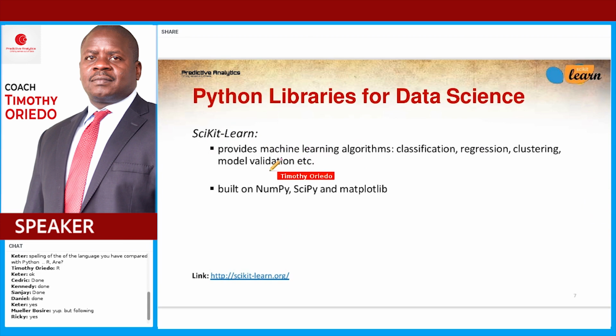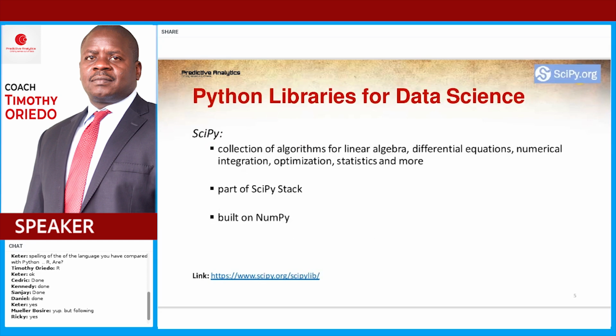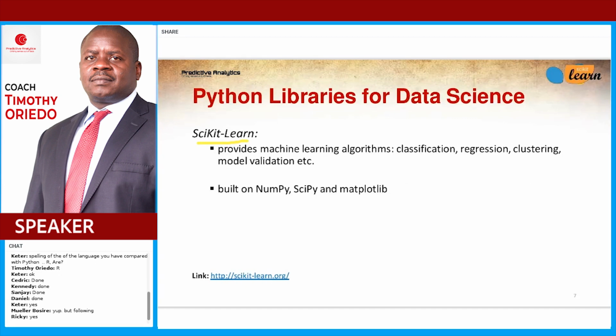We have Scikit-learn. This provides machine learning algorithms: classification, regression, clustering, and model validation. Unfortunately, data science has a lot of focus on this, because every time you talk about machine learning, people start listening to you. But before you reach there, you have to clean the data, and plan and arrange your data in a certain format before you apply these kits.